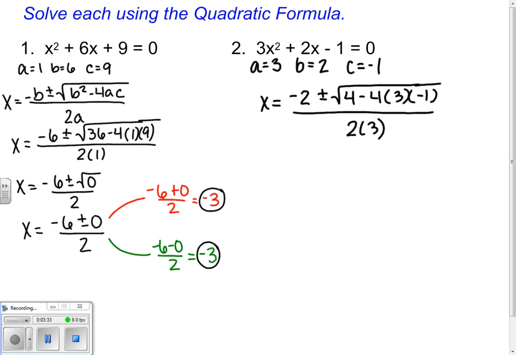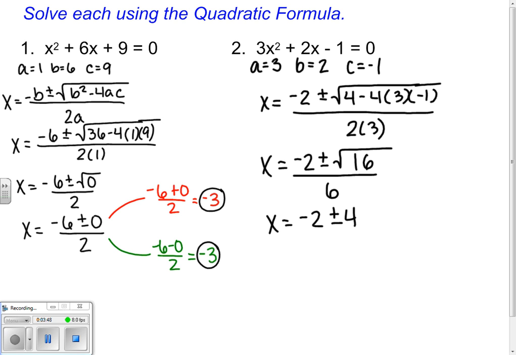So I'm going to evaluate what's underneath that radical first. I get negative 2 plus or minus the square root of. This one ends up being 16. Type it in just the way you see it, and 2 times 3 is 6. For the next step, the square root of 16 is 4. So I get two equations again. My top one is negative 2, my negative got lost. Let's fix that. Negative 2 plus 4 divided by 6. And the bottom one is negative 2 minus 4 divided by 6.